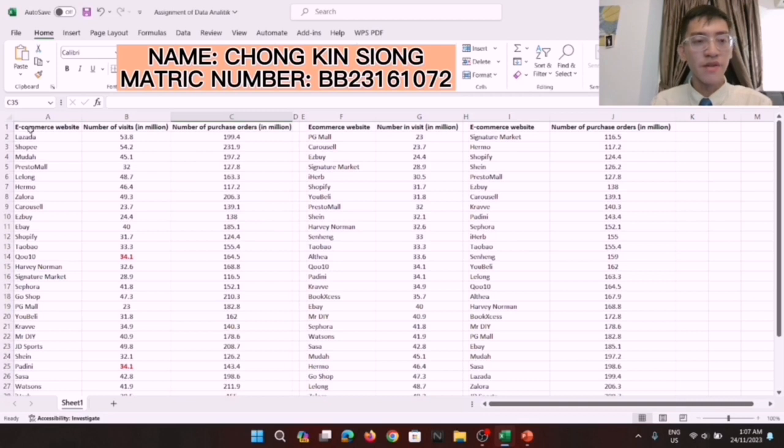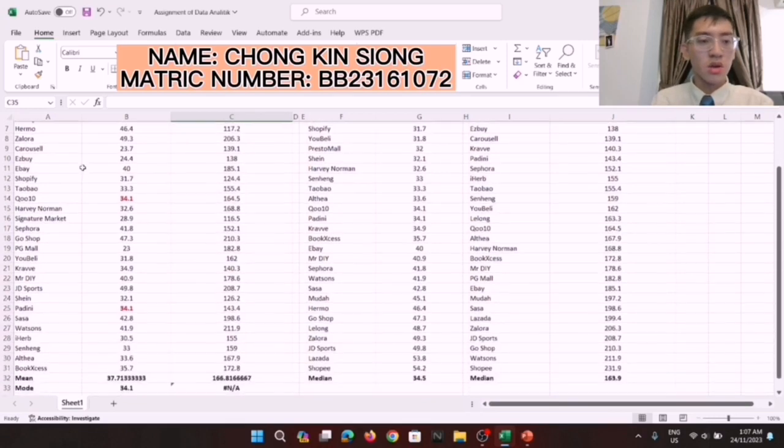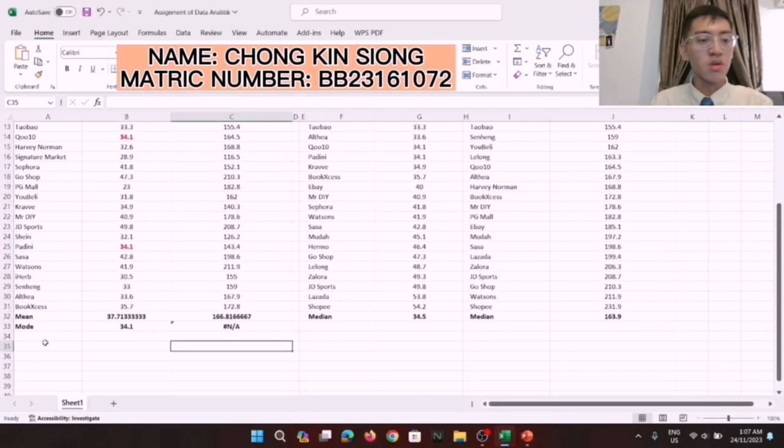In my group assignment, there are 30 types of e-commerce website, number of visits in million, and number of purchase order in million. We need to find 3 types of center location, which are mean, mode, and median. So what is mean? Mean is the average of the given numbers and is calculated by dividing the sum of given numbers by the total number of numbers.